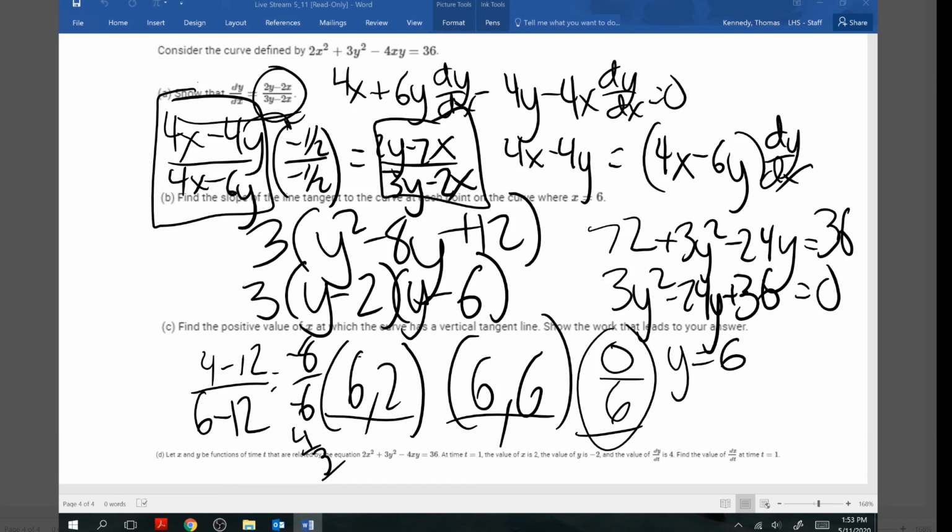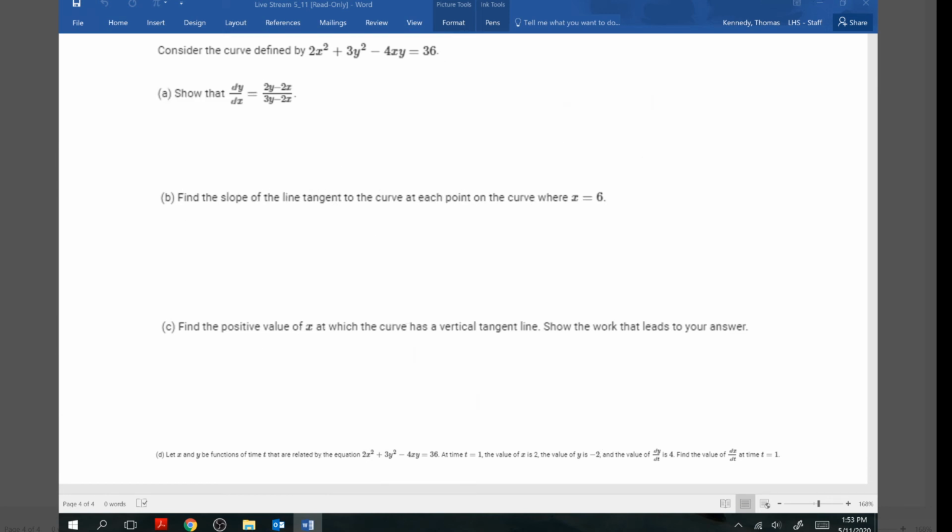The two slopes are 0 and 4/3. Done. That's B. All right, moving on. Find the positive value of x for which the curve has a vertical tangent line. For a vertical tangent line, what we want is undefined slope. So what I want for C is where 3y equals 2x.